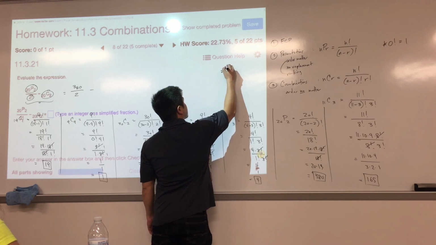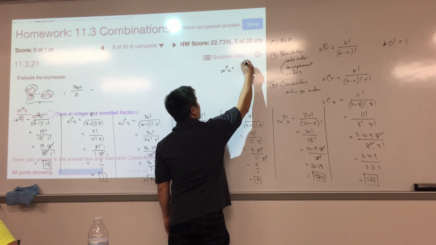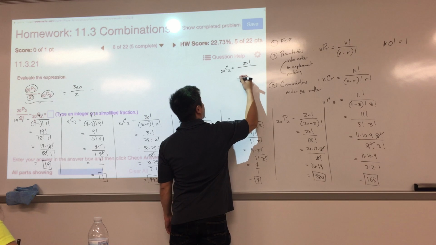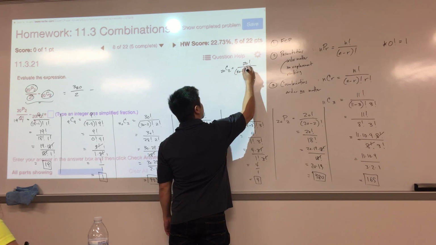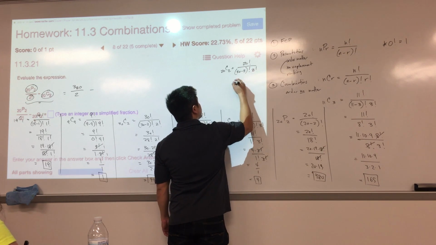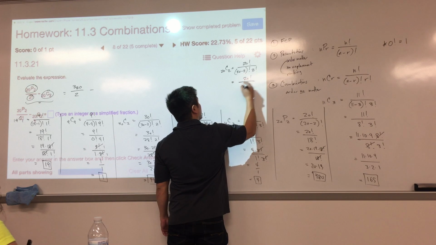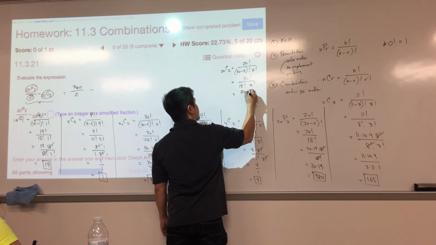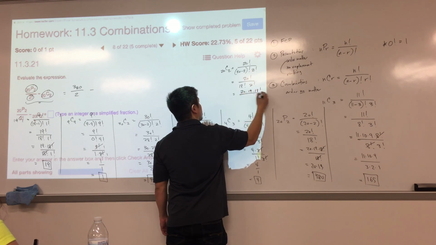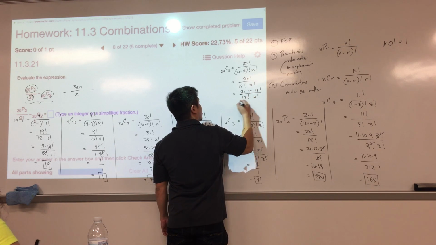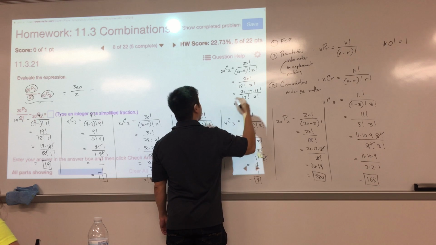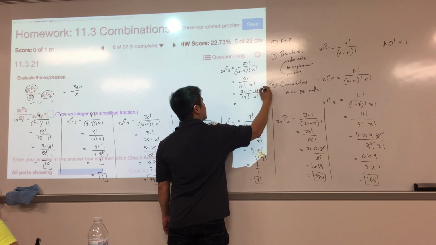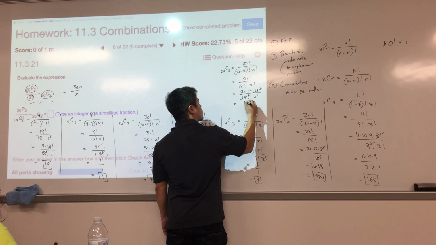So 20C2. I hope you guys by now are comfortable with this. 20 factorial, 20 minus 2 factorial, 2 factorial. This is 20 factorial, 18 factorial, 2 factorial. So that's 20 times 19 times 18 factorial, 18 factorial, 2 factorial. I know I'm blowing through this, but I know you guys can handle it. 18 factorials cancel. So that's 20 times 19 over 2 times 1. Somebody got an answer?